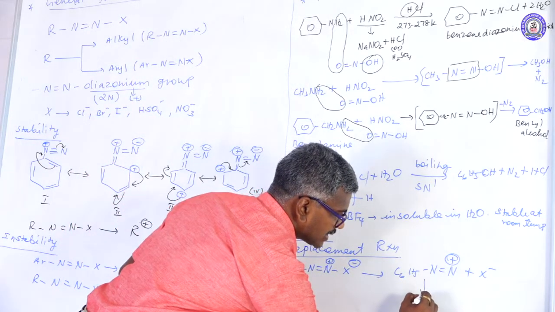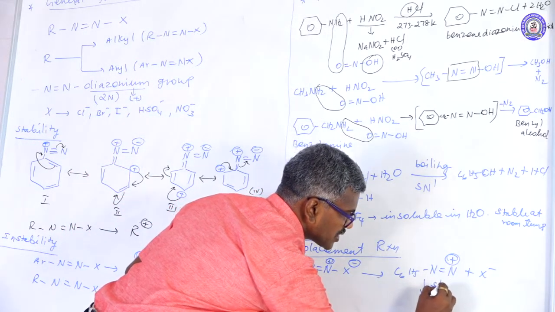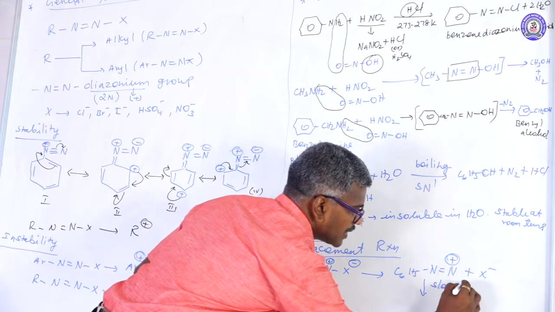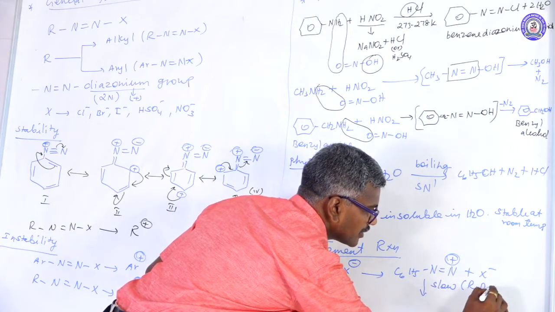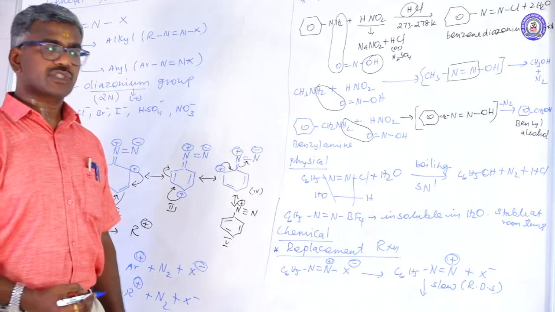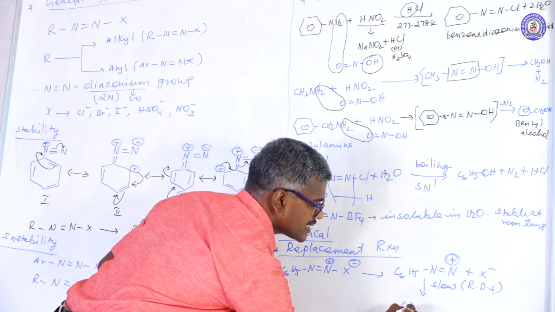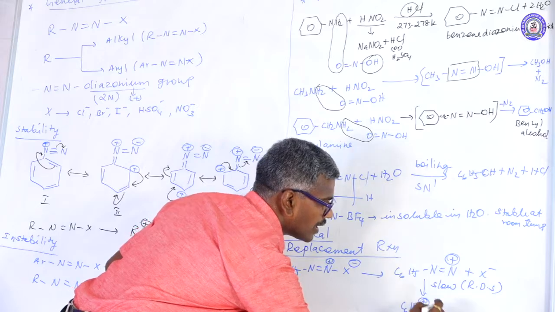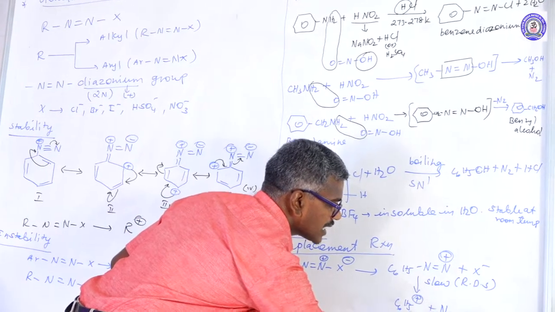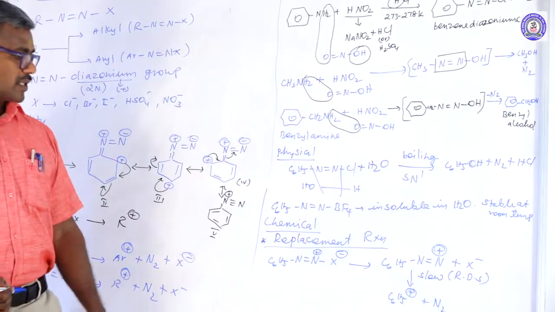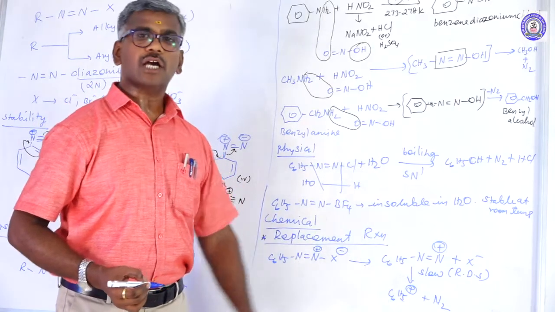Further, this step is a slow step, nothing but the RDS, the rate determining step. This bond is a weak bond. Removal of nitrogen gas gives C6H5 positive charge. This is called the phenyl carbocation.